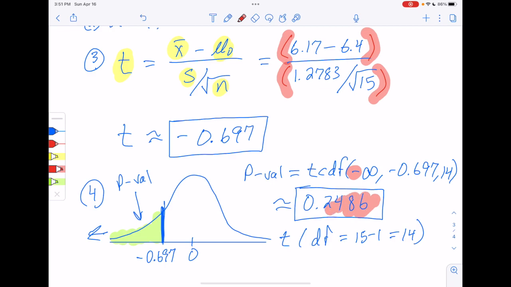Make sure that the area you get kind of matches your pictures, so we have a decent chunk of the left-hand side, and so getting an area around a quarter makes sense. Make sure you've calculated the df rather than using the sample size. Don't double it because it's not a two-tailed test, and that's coming from H1, which had a less than.